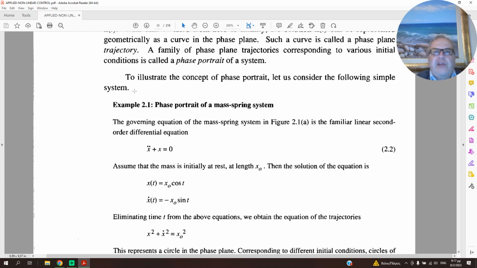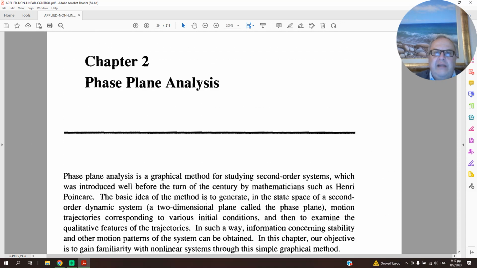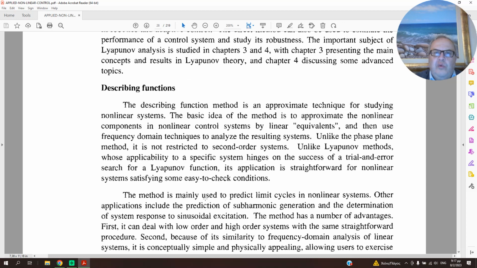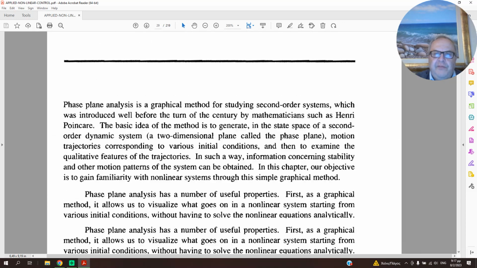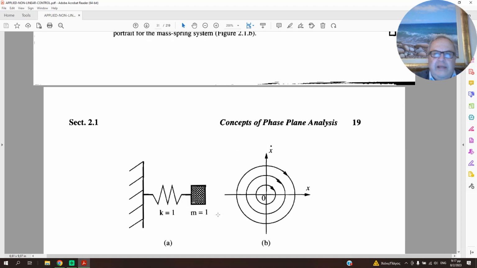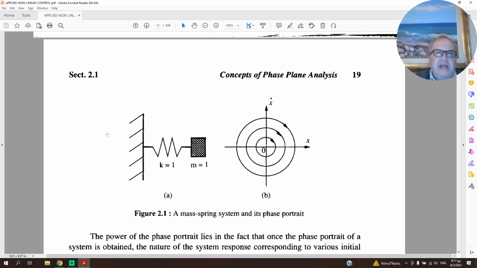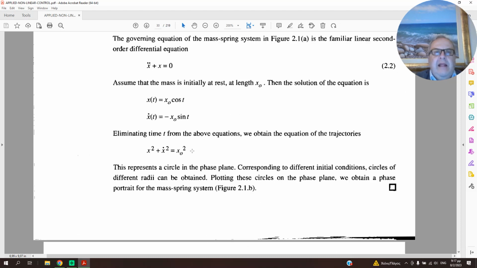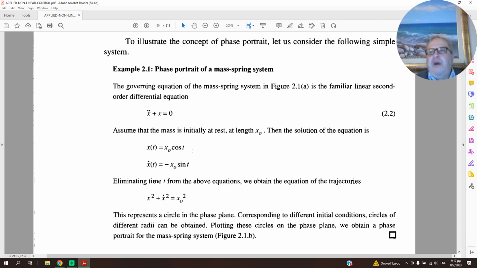With the governing equation of the mass spring system of figure 2.1a, where is the 2.1a? 2.1a is this. This is a system from simple physics, from mechanics, a spring and a mass. If you apply Newton's law, you can find very easily, with spring constant equal to 1, that in general the spring constant is k.